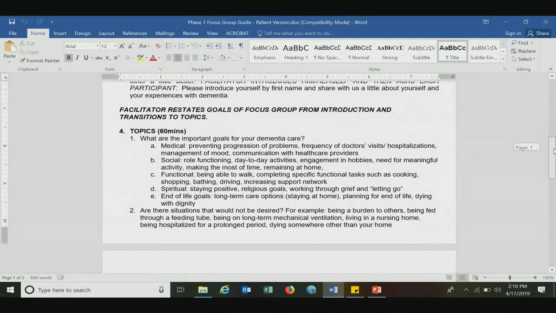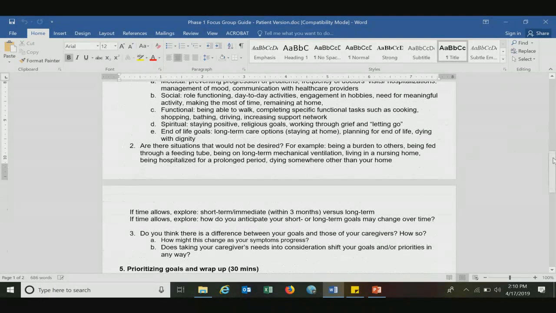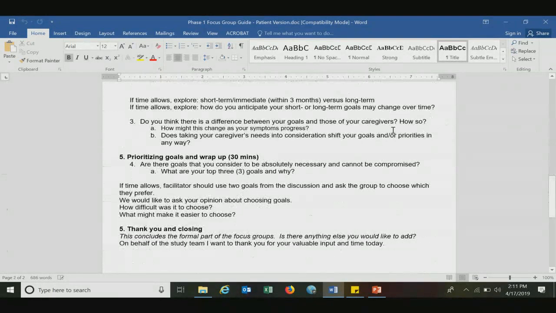And so then these are the topics that would be presented to people. So you start off, what are the important goals for your care? What are medical goals? What are social goals? So explaining what each of these things are, giving people the opportunity to share that. Then, are there care situations you wouldn't want to be in? And is there a difference between your goals and those of your caregivers? You're not going to throw all those questions out at once. You go through question 1, you spend about 15-20 minutes on that. It gets people warmed up. And then you go on to question 2 and question 3. And then what the wrap up and closing is.